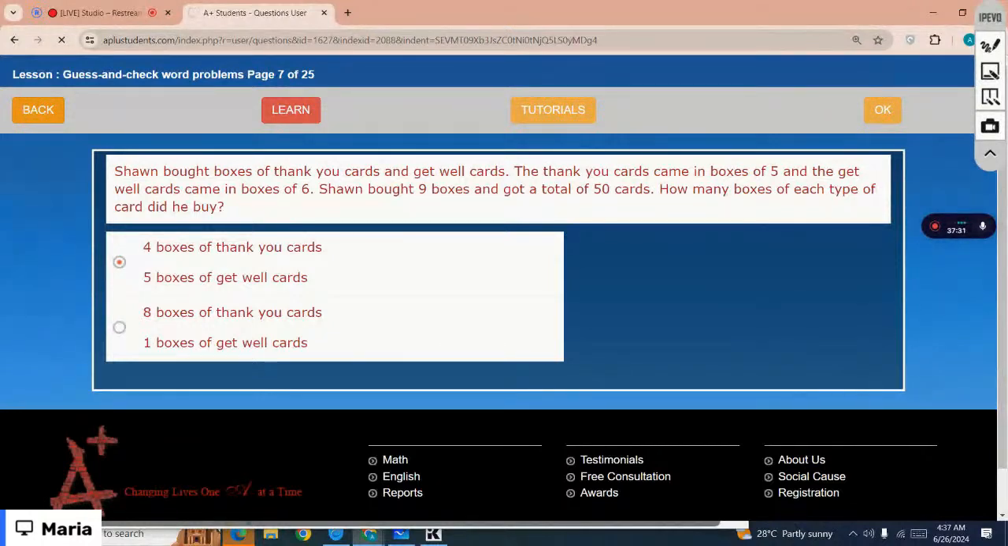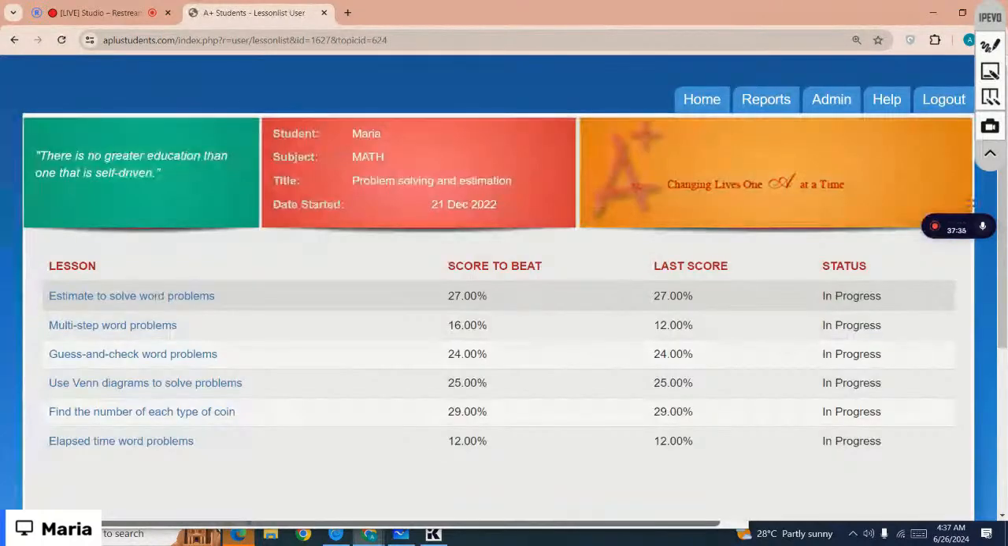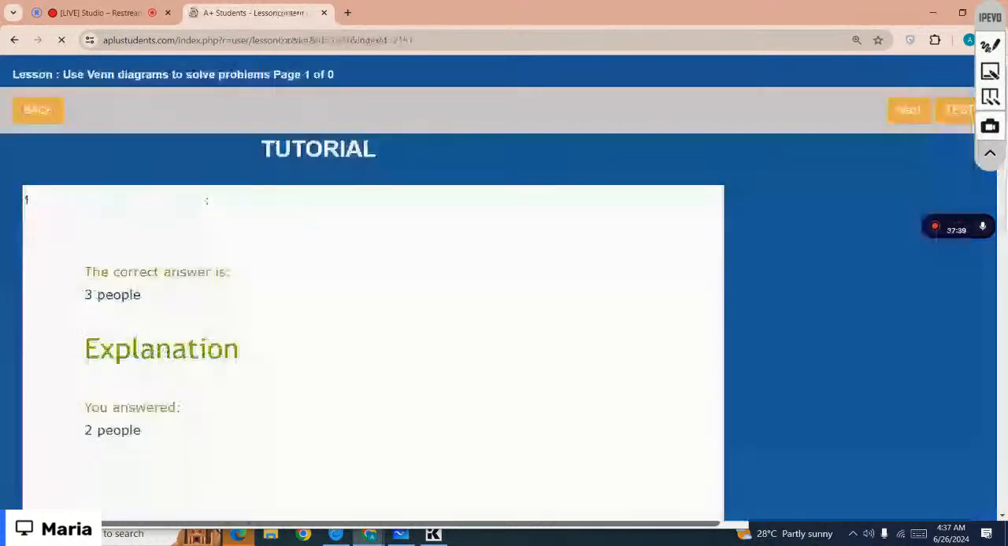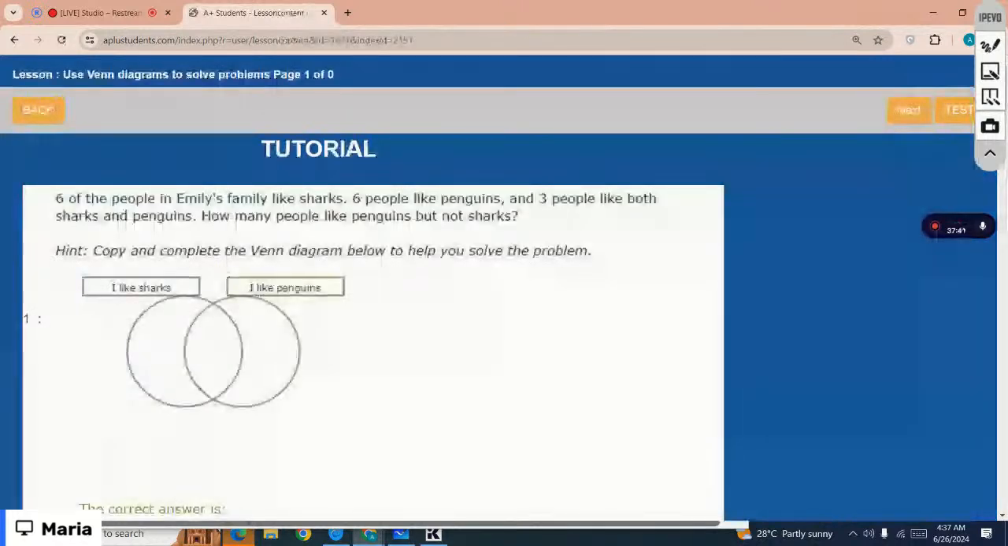And the next lesson is use Venn diagrams to solve problems. Okay, let's just start with the test questions, right?